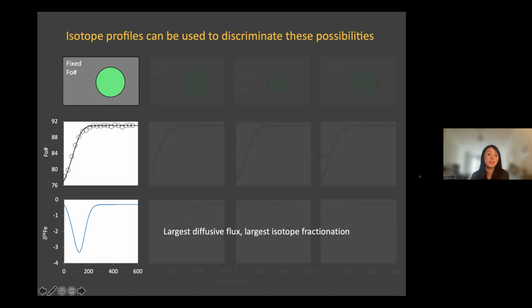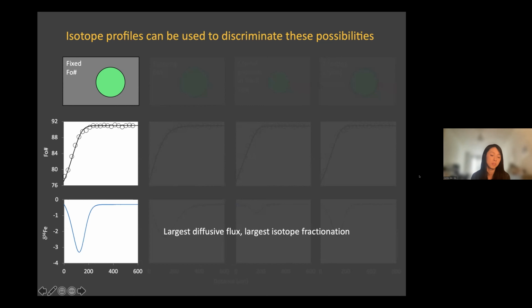For the first case scenario, where we have an initially homogeneous olivine submerged into a well-mixed melt, you have a constant boundary condition. The rim is always very iron-rich, Fo77. So in this case, you have the largest diffusive flux, which results in the largest isotope fractionation, more than 3 per mil here.